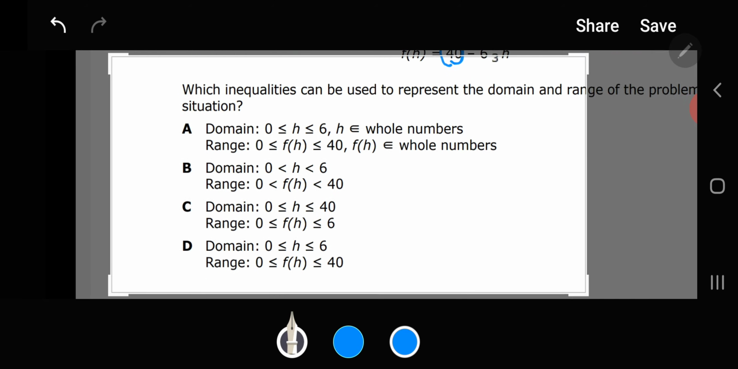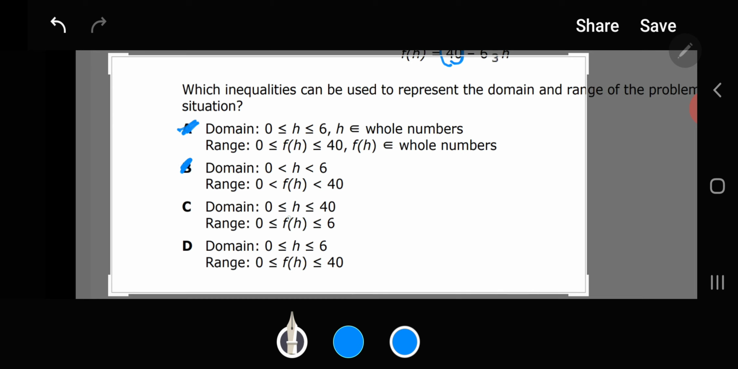So look at our answer choices real quick. For range, our gallons are greater than or equal to 0 and less than or equal to 40, where f of h is an element of the whole numbers. I don't say it has to be whole. I think we can have 2/3 of a gallon and so forth, so it can't be that one. We'll have the number of gallons are between 0 but less than 40. Only problem I have with that is we do have 40 gallons, so we can be equal to 40. And we can have 0 gallons, so we can be equal to 0, so it's not that guy.